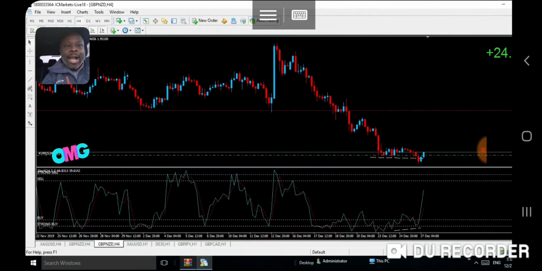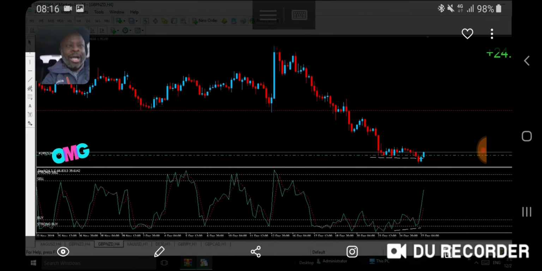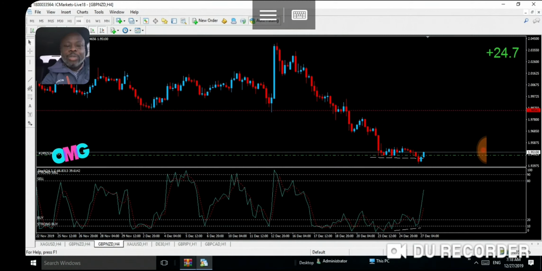Just to show you how I was able to catch this, it's nearly 25 pips here, but I already closed one position down. I think I was still on this trade before I made this screenshot. Eventually I got about 50 pips on this trade, and this is just to show you how I used a bullish divergence to catch this trade you're seeing here.